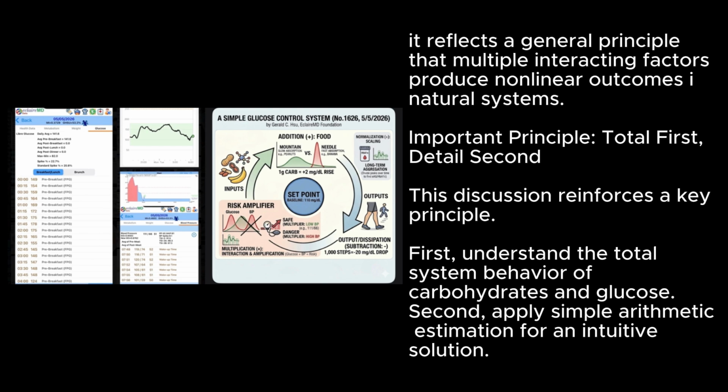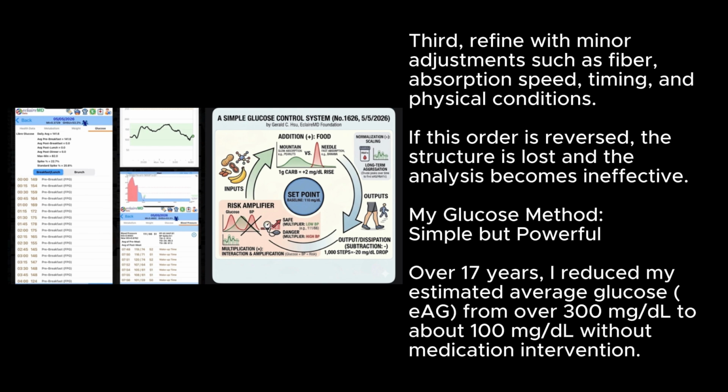Second, apply simple arithmetic estimation for an intuitive solution. Third, refine with minor adjustments such as fiber, absorption speed, timing, and physical conditions. If this order is reversed, the structure is lost and the analysis becomes ineffective. My glucose method: simple but powerful.